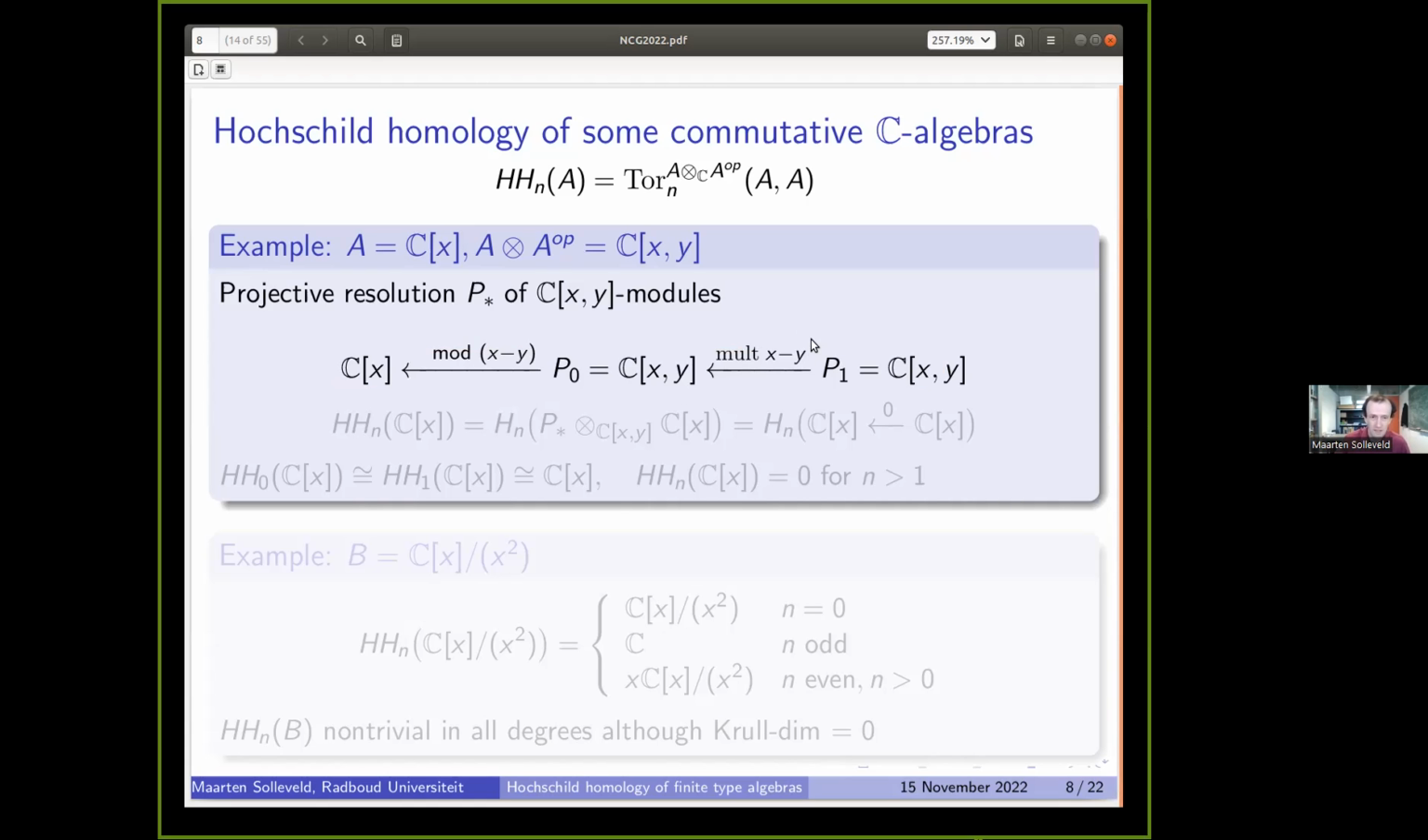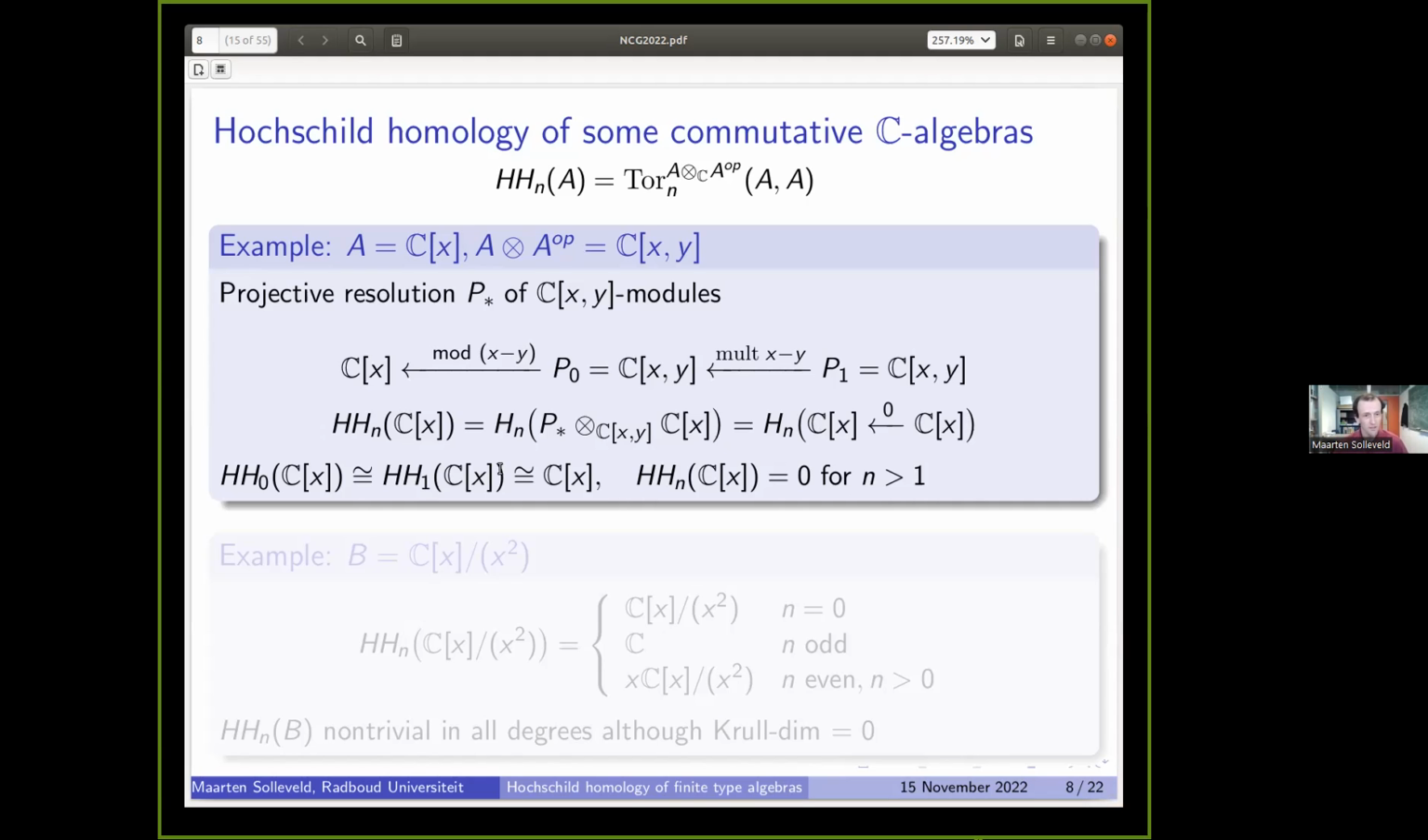And then the Tor definition says, you tensor this projective resolution with the module A over this A tensor A op, and you get this simple complex, and now the map actually disappears because it was X minus Y, but if you tensor in this way, then X and Y become identified. So actually the homology is just the homology of this simple complex, which is C[x] in degree 0, and also C[x] in degree 1, and in other degrees you have nothing.